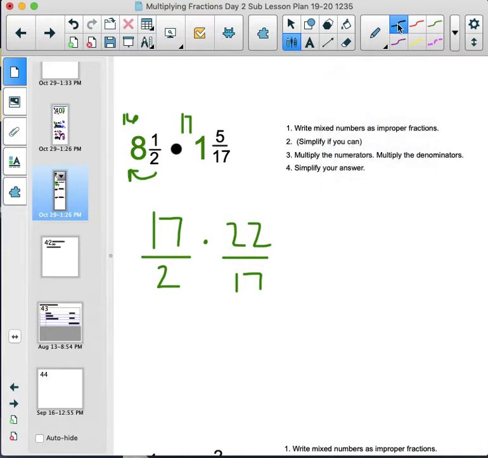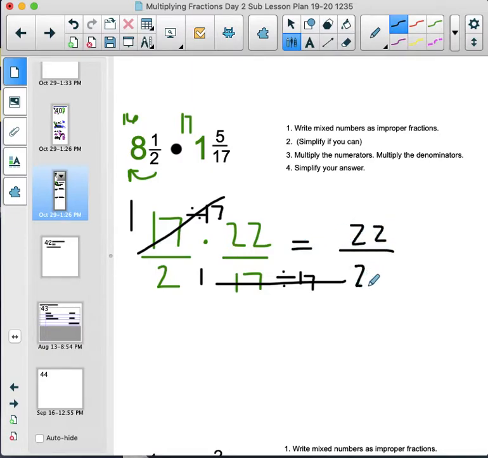What's really nice about this is that 17 goes into 17 for both the numerator and the denominator, so that's going to be easy to simplify. 17 divided by 17 is 1. 17 divided by 17 is 1. I get 22 over 2, which I could simplify before I multiply, but we can also do it at the end. 22 divided by 2 is 11. So if you see that you have two numbers, one in the numerator and one in the denominator, always simplify those. That'll be much easier in the long run.